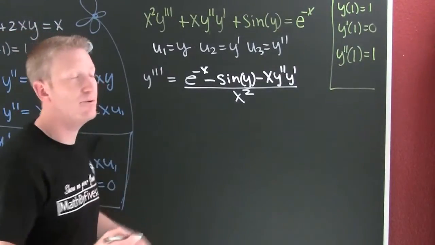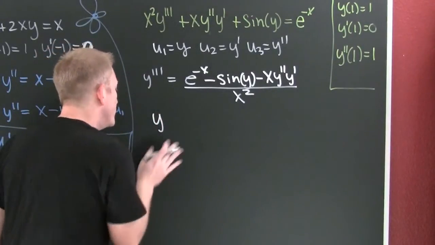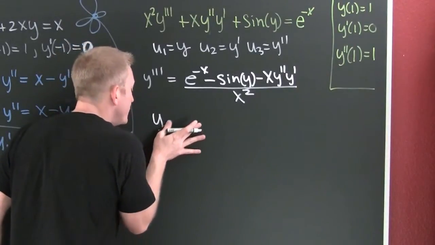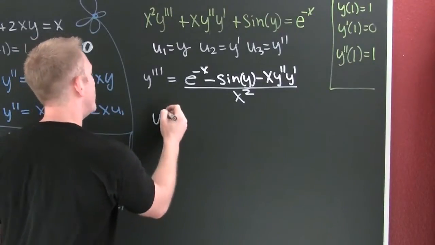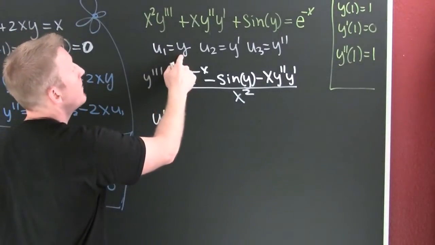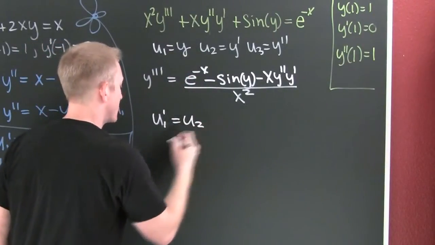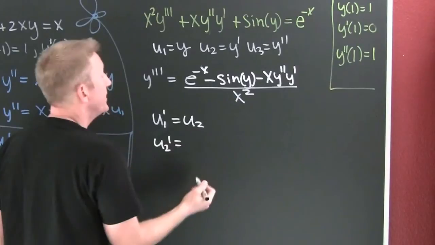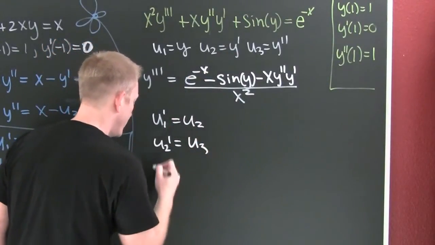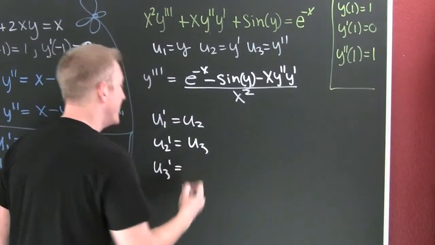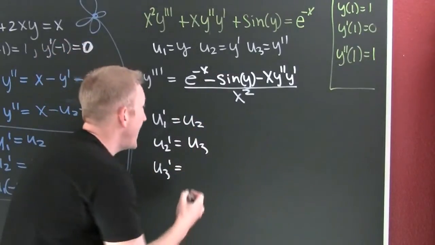Ready? Define our new system. What's u1 prime? U1 prime is y prime. What's y prime? It's u2. U2 prime: the derivative of u2 is y prime prime, which is u3. U3 prime is y prime prime prime. So then I can go and throw that in there.